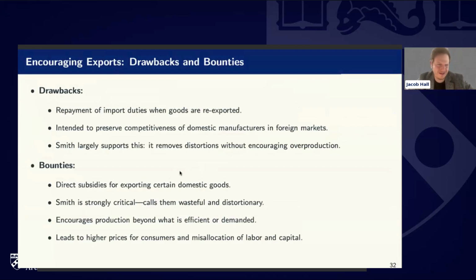The chapter on drawbacks, I think, is like two or three pages. On bounties, he is totally against it, strongly critical, wasteful and distortionary. The goal is direct subsidies for exporting certain domestic goods. They encourage production beyond what's efficient or demanded, and they lead to higher prices for consumers. They misallocate labor and capital. They mess with the workings of the invisible hand.